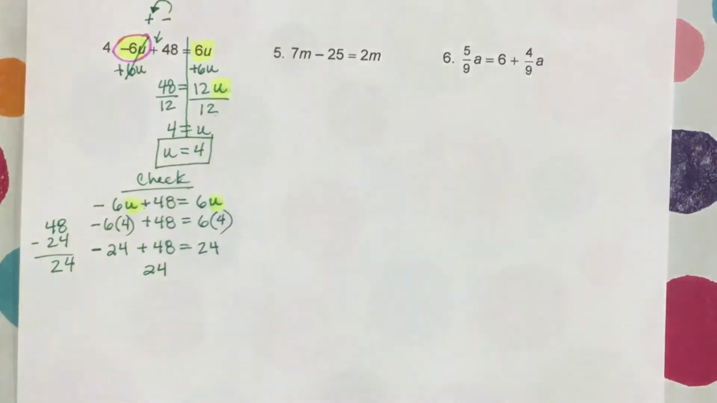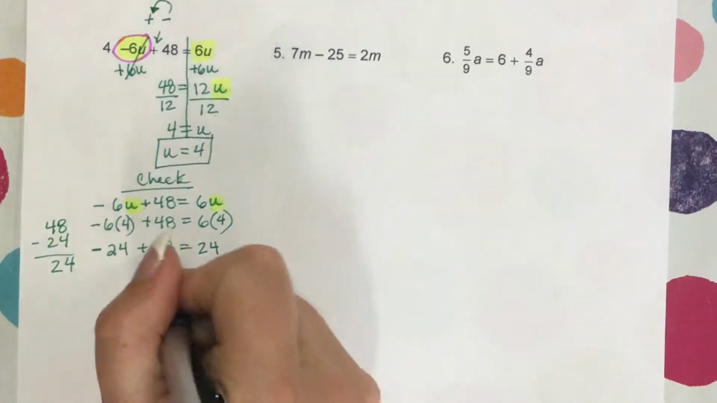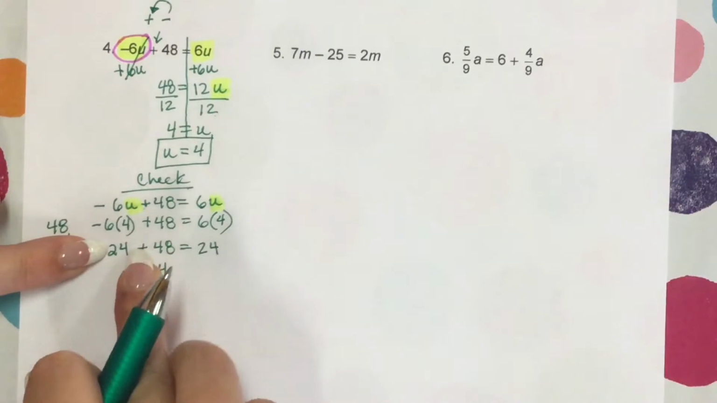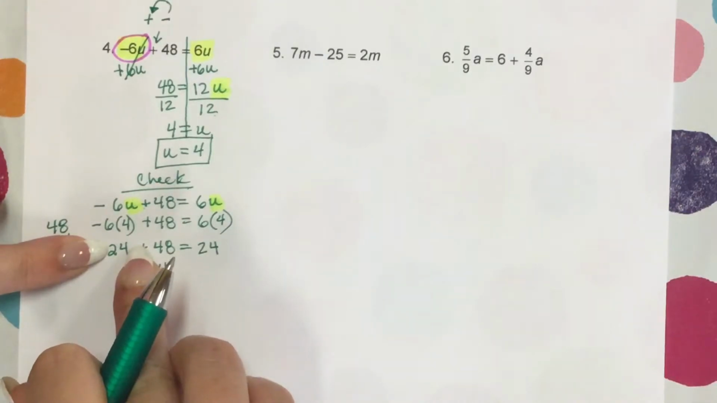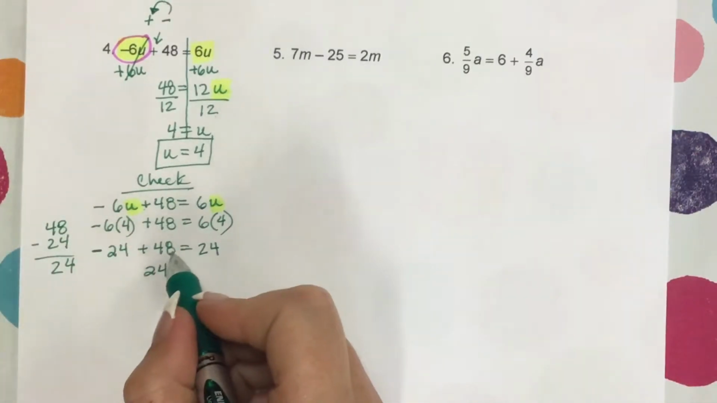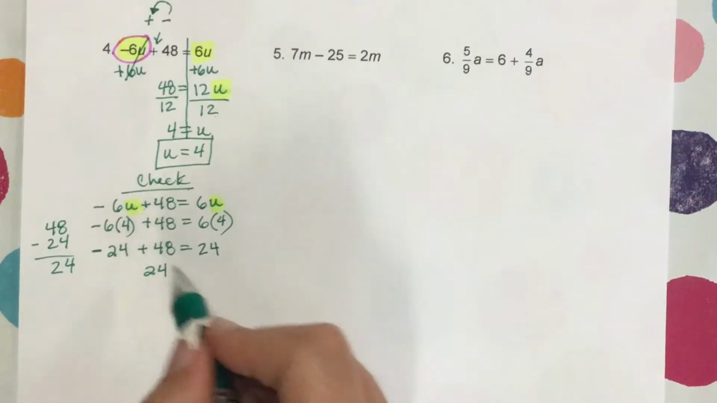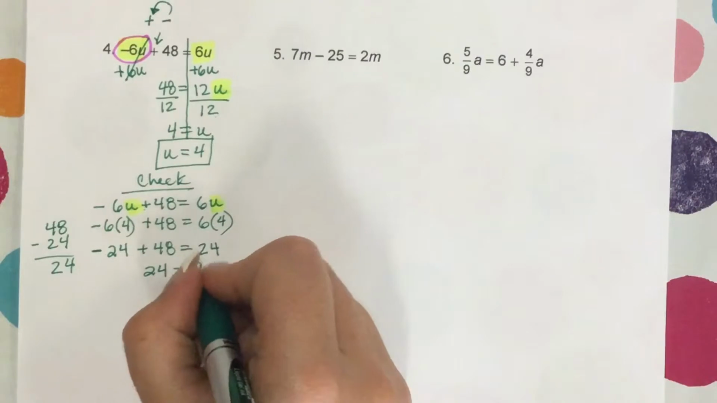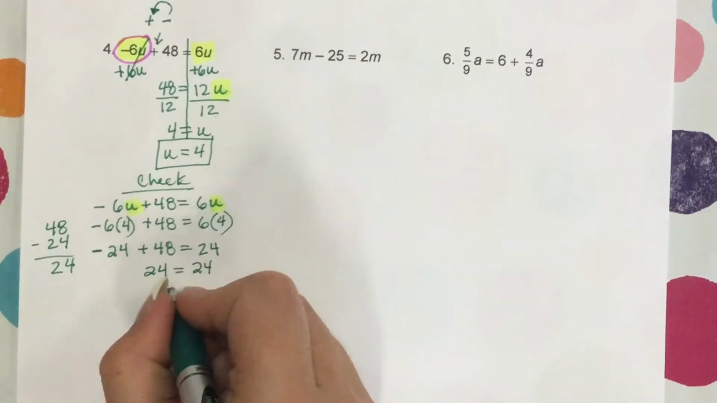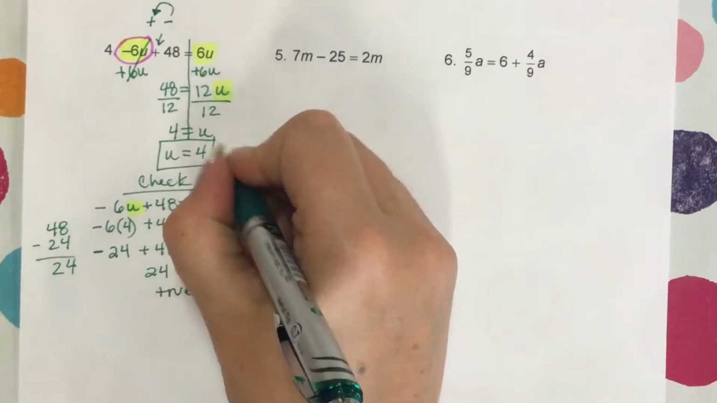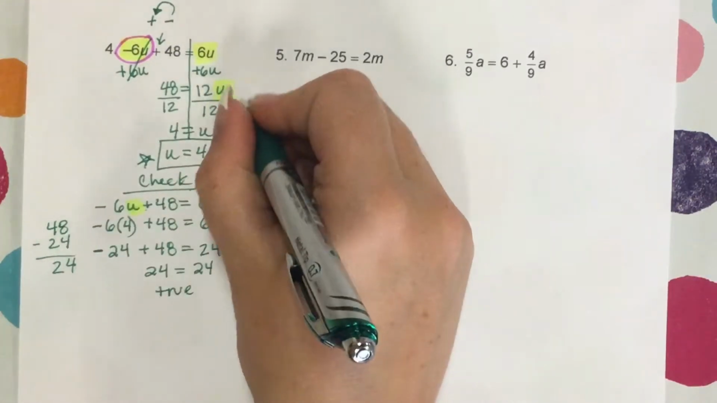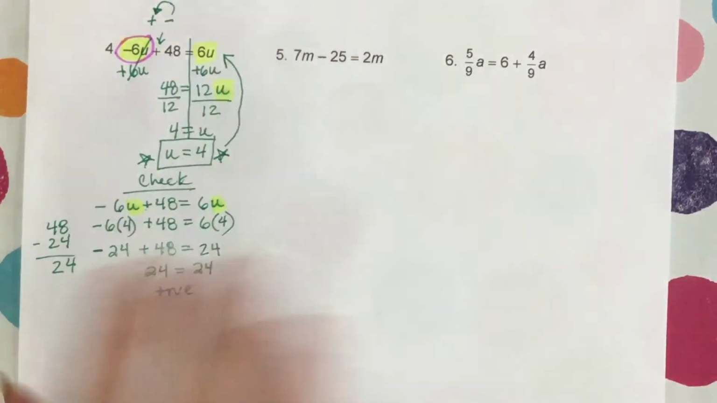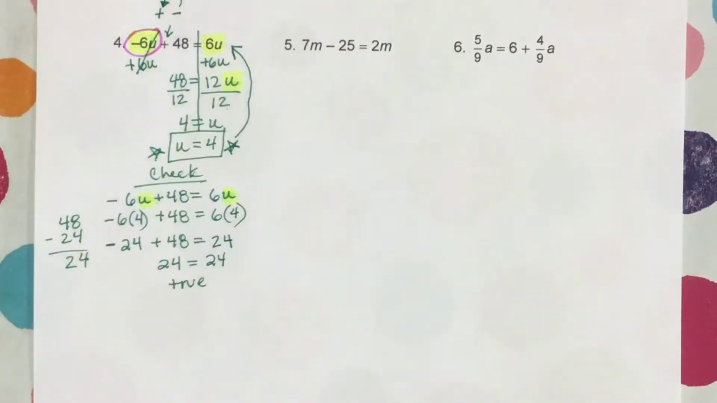Now I'm going to figure out, is it a positive 24 or a negative 24? So I look at the numbers independent of their signs. I don't care about the signs at this point. Which number is bigger, 48 or 24? Well, 48 is a bigger number, and 48 is positive, so that means my answer is going to be positive. So it's 24, and then I drop this 24 over here, and they're equal to each other. It's a true statement, which means that this is the solution to the original equation. So if you got that one right, great job. On to problem number 5.